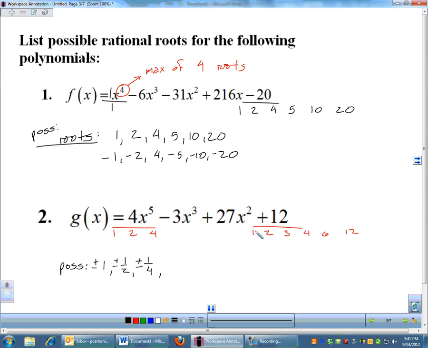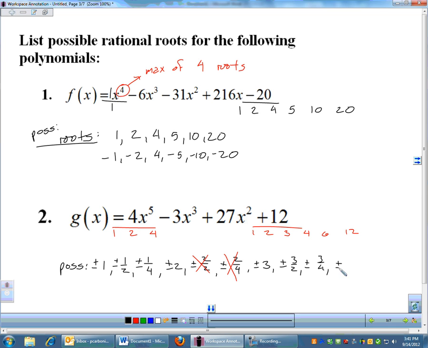So I've done 1, and I'm done with it. So now 2 over 1, which is just 2. Plus or minus 2. Plus or minus 2 over 2, but 2 over 2 is equal to 1, and I already have 1 listed, so we really don't need that one. And then 2 over 4, which is 1/2. I already have 1/2 also, so we actually don't need 2 over 4 either. Let's see. Going on. 3 over 1 is 3. 3 over 2. 3 over 4. And then I'll move on to my 4.